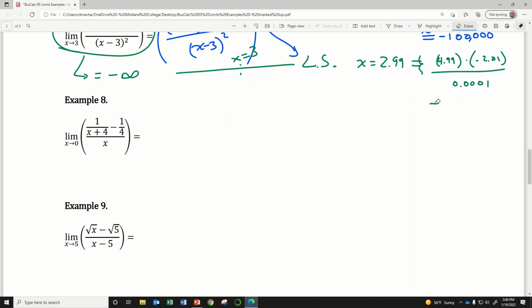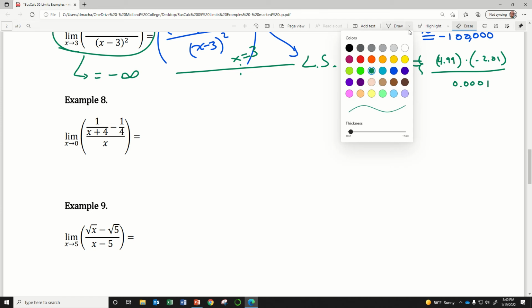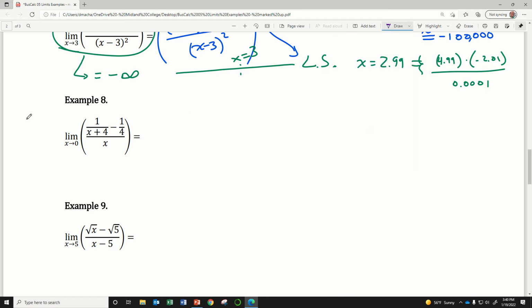Let's see what we get. I think example 8 looks like one of those where if I just try to plug in x equals 0, this will be undefined because I just have x in the denominator. I can't divide by 0. But maybe I can use some algebra tricks just to rearrange this a little bit. Like in the numerator, I'm subtracting two fractions, but they have different denominators. And there's a trick that we can use to make it so that we can actually perform that subtraction, find the difference, and I'll show you what it is.